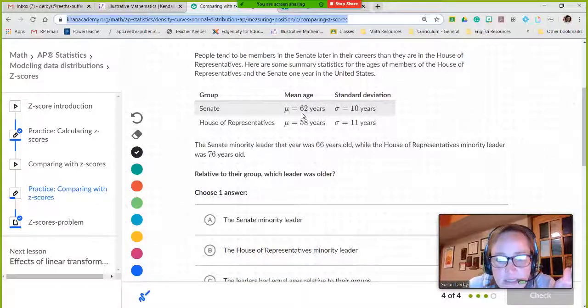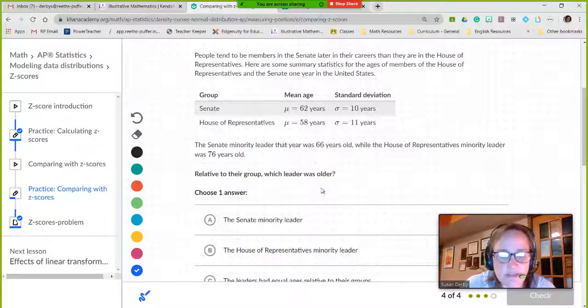So here's their summary. The Senate has a mean of 62 years old with a standard deviation of 10. House of Representatives, 58 years old with a standard deviation of 11. And we want to figure out, like, hey, if we pull this Senate minority leader, he's 66 years old. I should say they, because I don't know if it's a he or a she. The Senate minority leader, they are 66 years old. And the House of Representatives minority leader is 76 years old. We want to know relative to their group, each unique group, which leader was older.